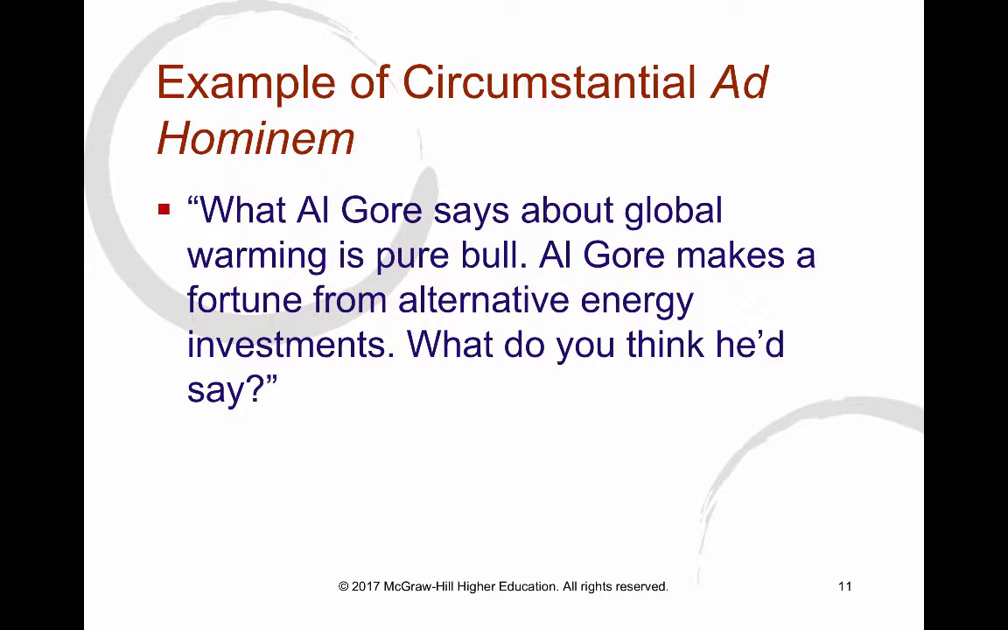Circumstantial ad hominem occurs when someone attacks a claim by saying that the person making the claim is only making it because it's in his or her interest or because of his or her circumstances. Here's an example. What Al Gore says about global warming is pure bull. Al Gore makes a fortune from alternative energy investments. What do you think he'd say?